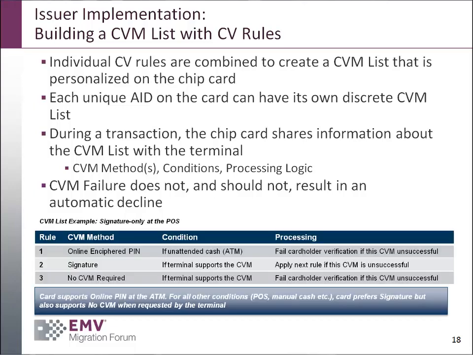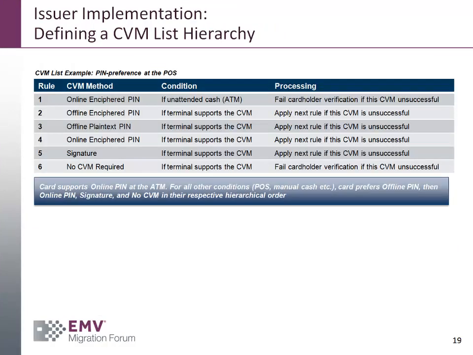Here is an example of a CVM list. This chip card supports online PIN at the ATM. For all other conditions, this card prefers signature at the point of sale, but also supports No CVM when requested by the terminal. Here is another example of a CVM list.